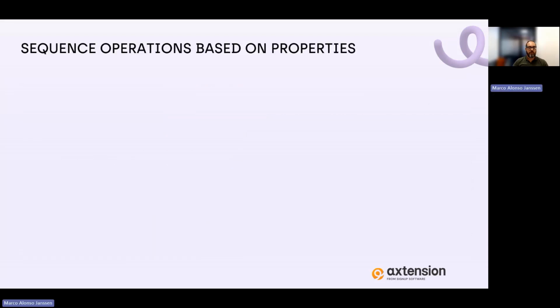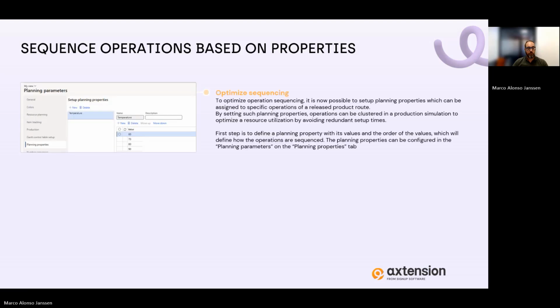The big new functionality we added to production planning is the ability to sequence operations based on specific properties. How you set your properties is completely up to you, to define how you want to sequence your operations. In this particular case, we have a temperature property, and for the temperature property we set specific values: 60 degrees, 70 degrees, 80 degrees, and 90 degrees.